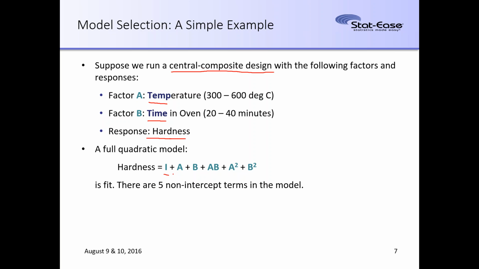Let's suppose we fit a full quadratic model which contains the intercept, the linear effects of time and temperature, the two-factor interaction of time and temperature, and the quadratic effects of time and temperature. So there are a total of 5 non-intercept terms in the model. Now, even though we put them in the model, that doesn't necessarily mean that all of these are important. So let's go ahead and actually fit the full model.